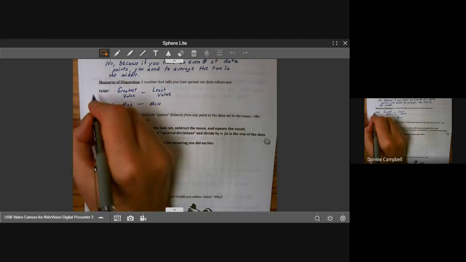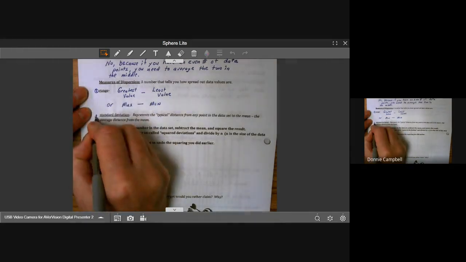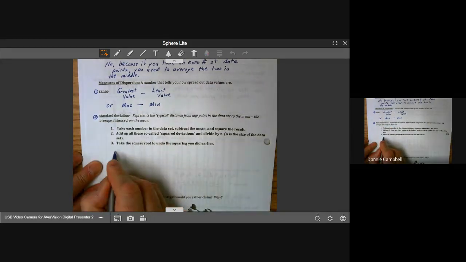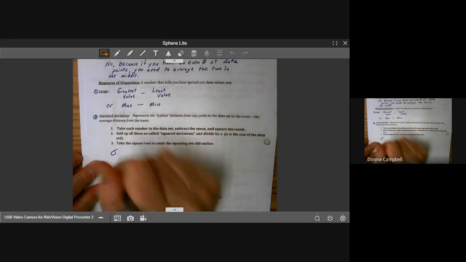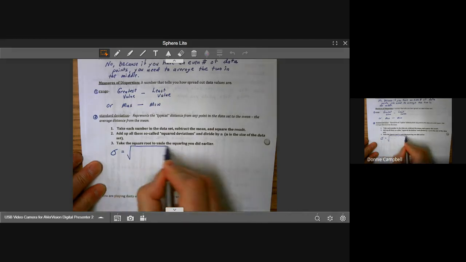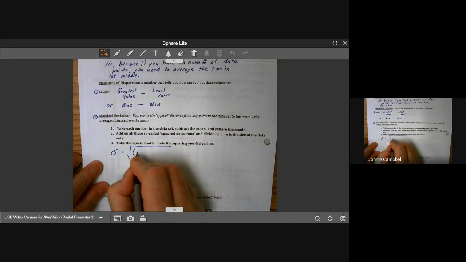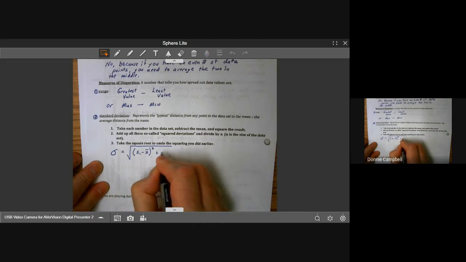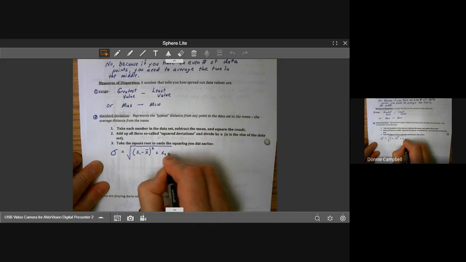The second one is called the standard deviation. So the first one is range. The second one is standard deviation. And you find the standard deviation, it's a funny abbreviation. It looks like a 6 that's kind of tilted towards the front. And it ends up being the square root of each value minus the mean squared. So I take each one of them, subtract the mean, and then square them.